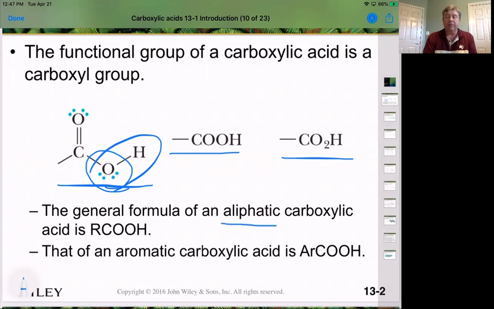If we have an aliphatic carboxylic acid, we can write it in a general form with an R group as our aliphatic group, followed by the COOH. If we have an aromatic group, we tend to use the Ar, indicating that we have a benzene or some other aromatic system there. Okay?